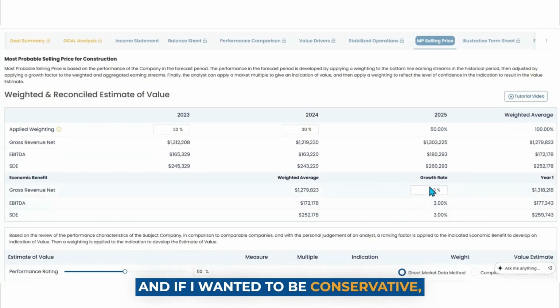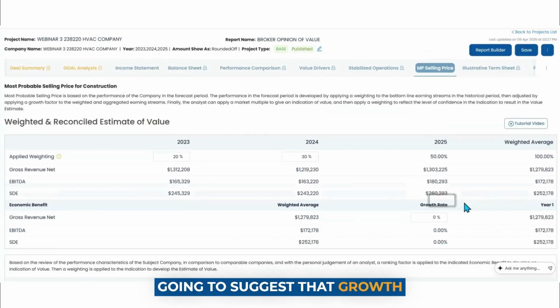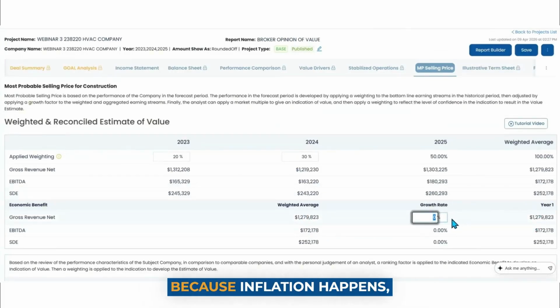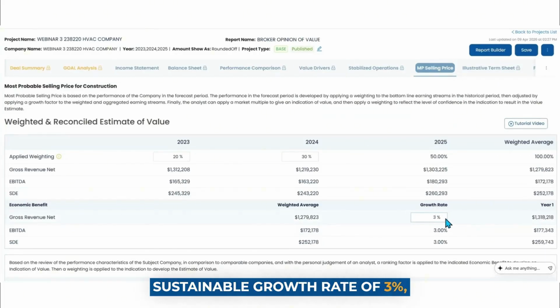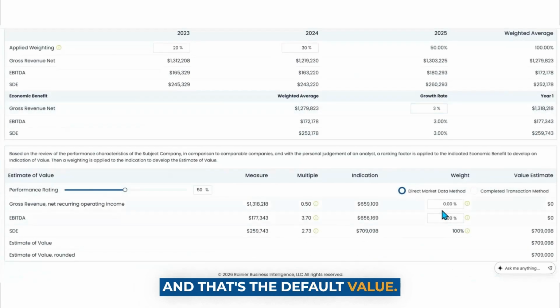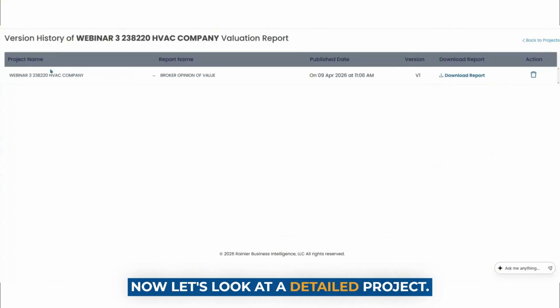And if I wanted to be conservative, I could put 0% here and say, we're going to suggest that growth rate for year one is no more than what they did in the last year. Because inflation happens, I typically like to include a sustainable growth rate of 3%, and that's the default value. So now I see I have my economic benefit measures: revenue, EBITDA, seller discretionary earnings. I see my multiples, and here I'm going to put weighting on the seller discretionary earnings, and I have a value of $709,000. Now let's look at a detailed project.